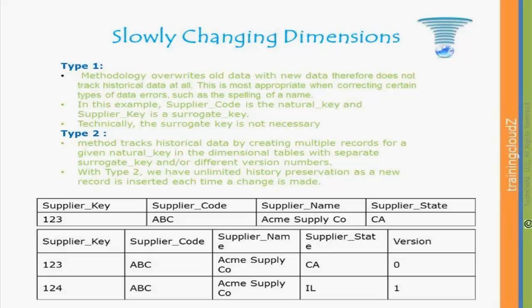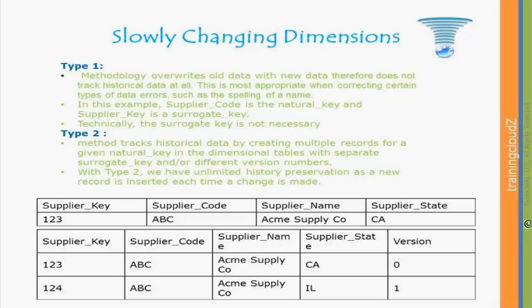So with type 2, we have unlimited history preservation as a new record is inserted each time a change is made. Any questions on this, guys? Because in the next half an hour we are going to build the type 2 dimension. So I just wanted you to be clear about what type 1 and type 2 are.